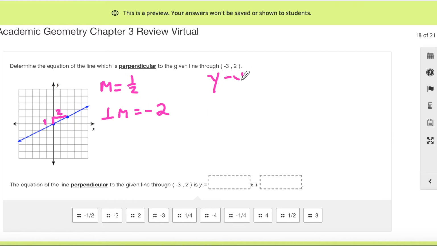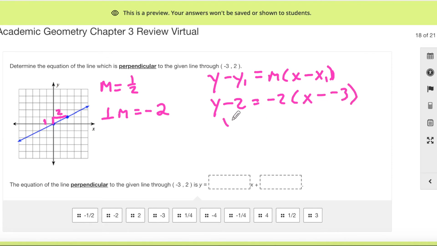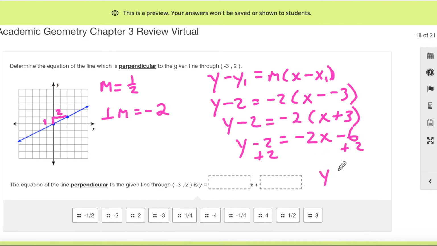I then like to plug it into my point slope form and simplify that. And once you have that, you just drag and drop. Okay, so I would drag and drop this one to the first box, and I would drag and drop this one here to the second box.